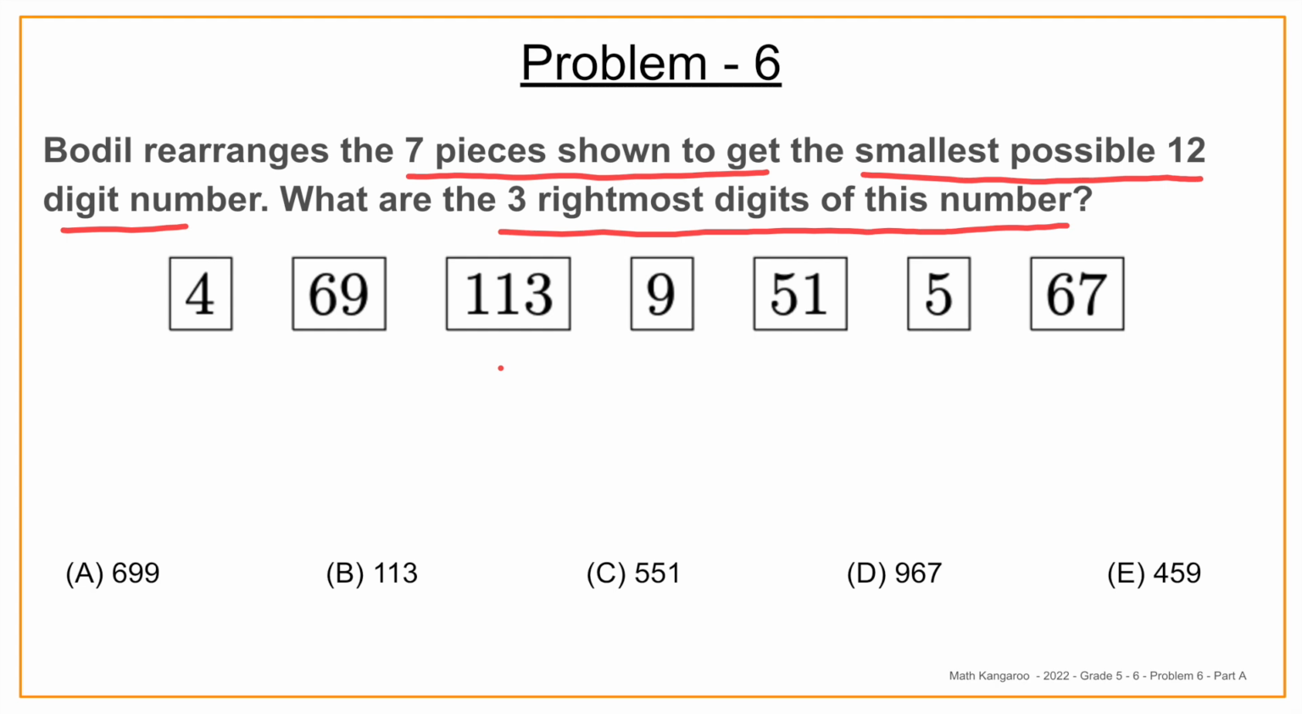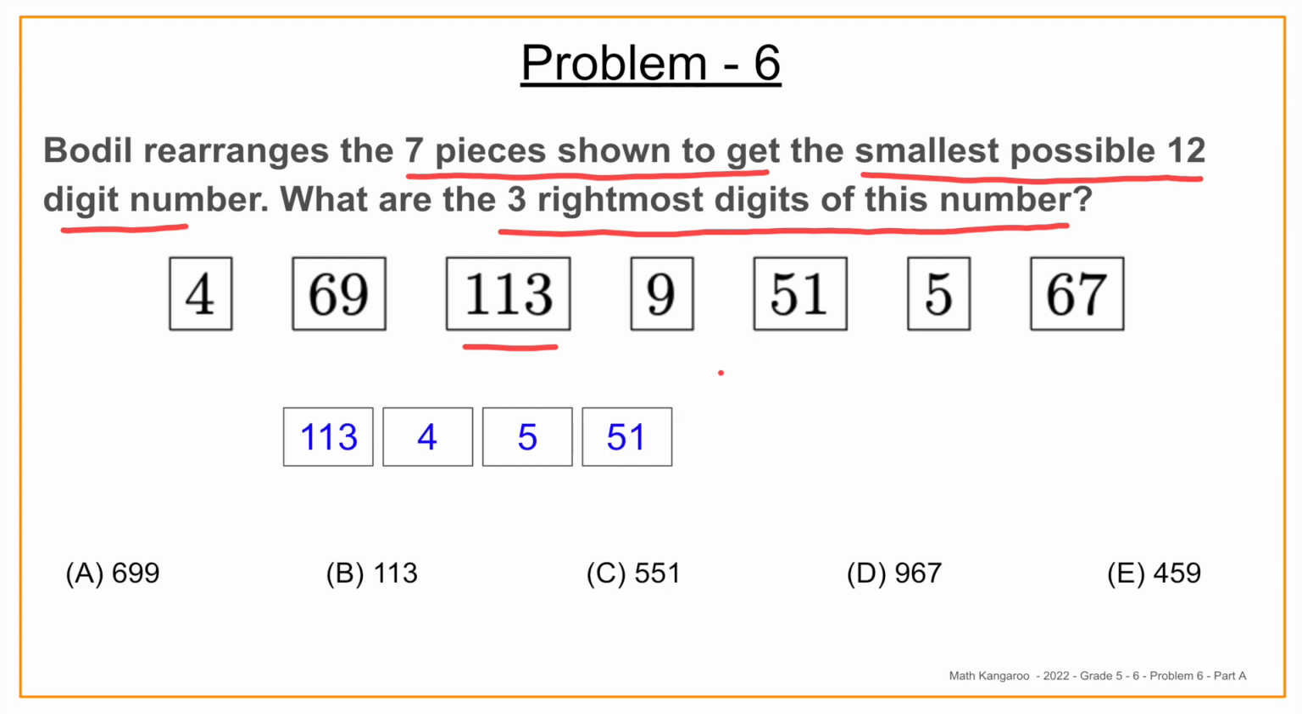So let's see these numbers and see which one we could pick first. So we have 1 in here. We pick 113. Now, which one is 2? We don't have. 3 we don't have. We have 4. So let's pick 4. 5. So we have 2 pieces with 5, 51 and 5. So 5 is smaller than 51. So we pick 5 and then we pick 51.